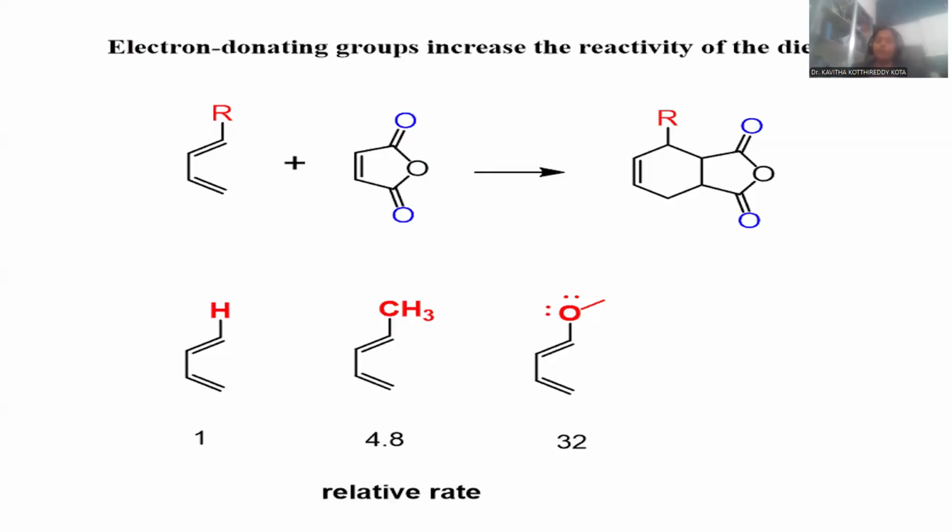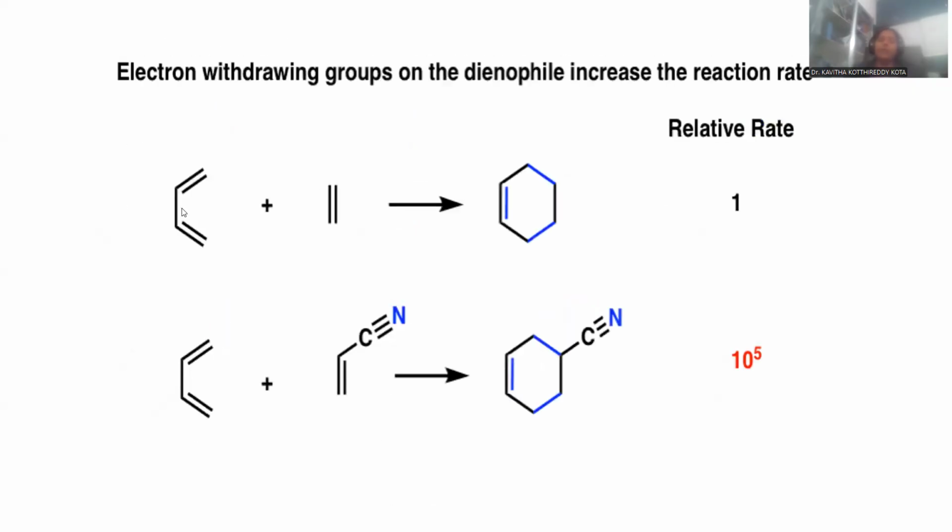If you observe the relative rates in this comparative study, hydrogen has a rate of reaction of only 1 unit, and a methyl substitution will increase it to 4.8 units. If a methoxy group is attached to this 1,3-butadiene, you can notice a 32 times rise in the rate of the reaction. This is the way the comparative study shows how electron releasing groups uplift this Diels-Alder reaction. In the simple reaction, 1,3-butadiene is treated with this kind of double bond.